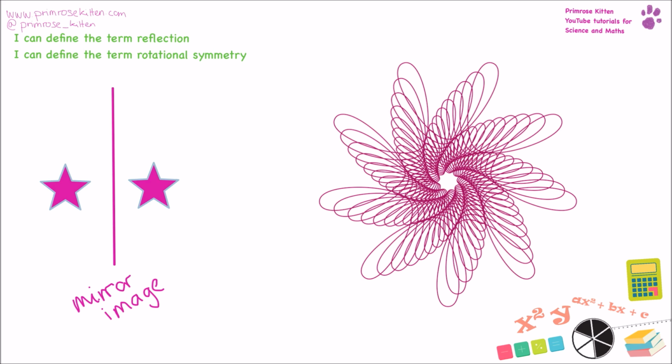Rotational symmetry is when something looks the same as it did at the beginning after you've turned it round a little bit.